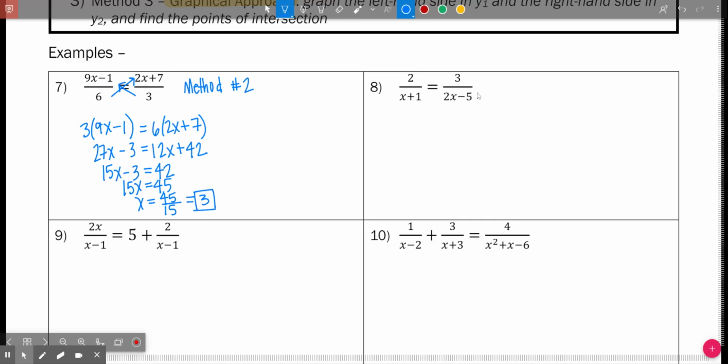In number 18, same method, I'll cross multiply. So I have 2 times 2x minus 5 equals 3 times x plus 1. So this is 4x minus 10 equals 3x plus 3. When I subtract 3x from both sides, I have x minus 10 equals 3. And when I add 10 to both sides.